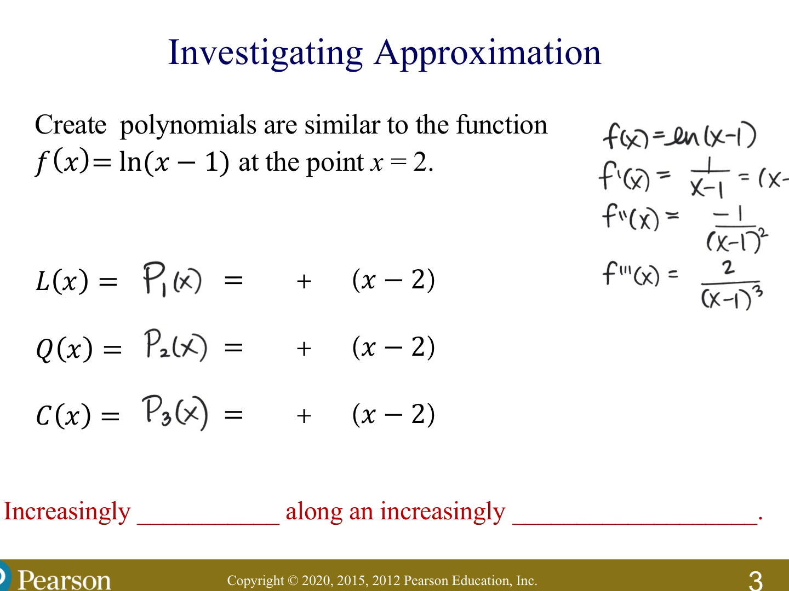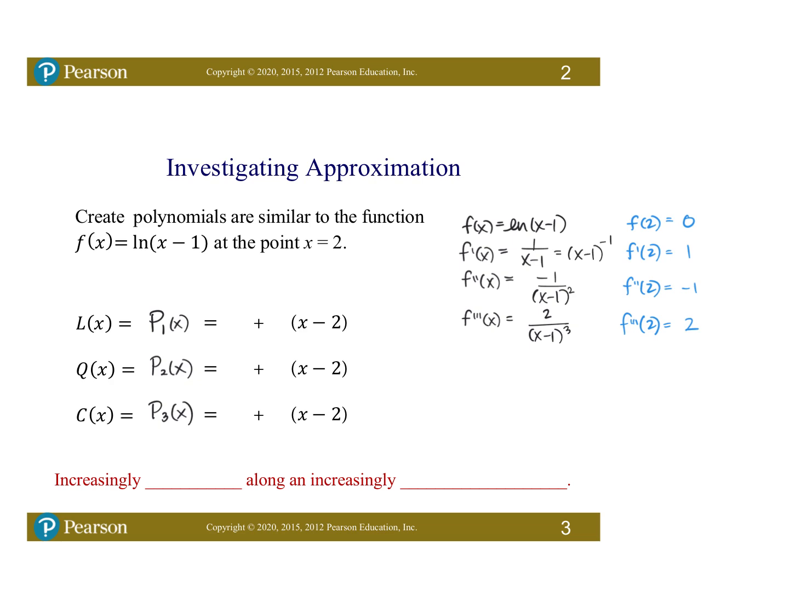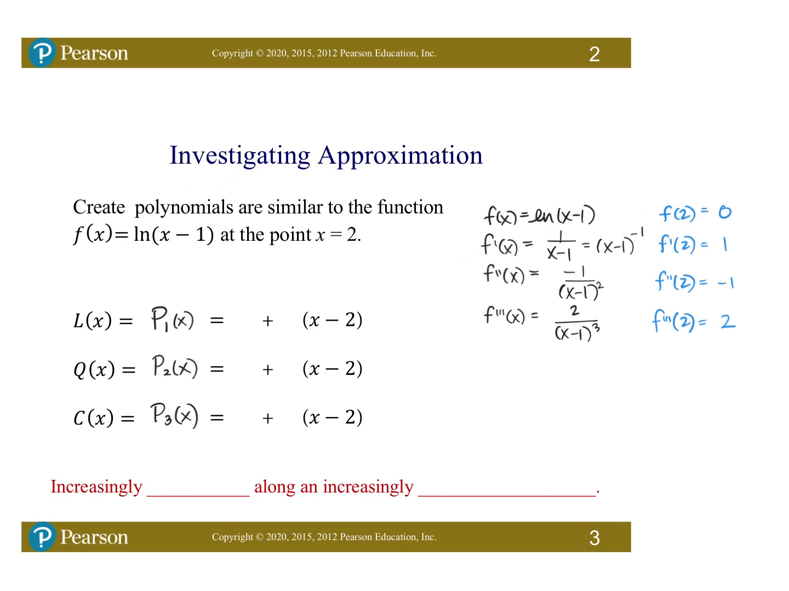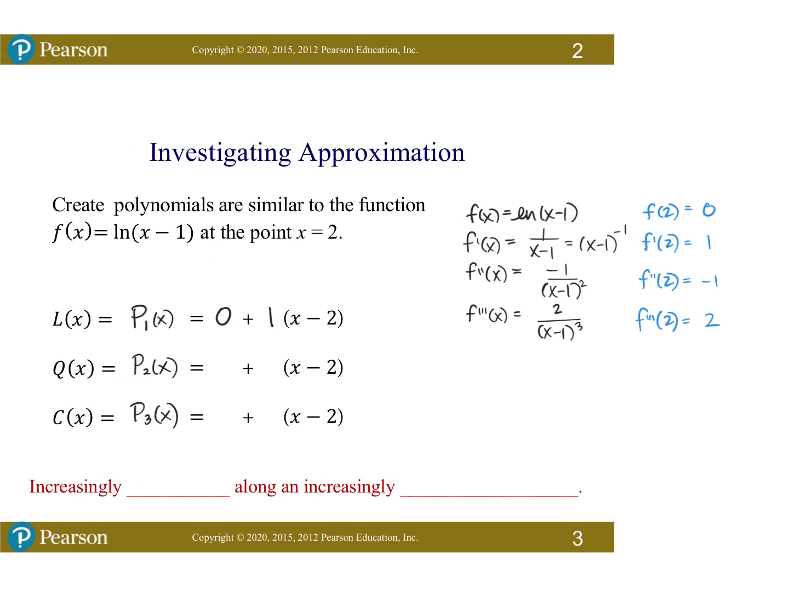So let's remember how we did that. When we built the linearization, you start with f of 2. So I've got that over there. f of 2 is 0. And then plus f prime of 2, which was 1. Okay, Juliet, can you do the quadratic one? It's still going to start with 0. Yeah, 0. And still has 1.